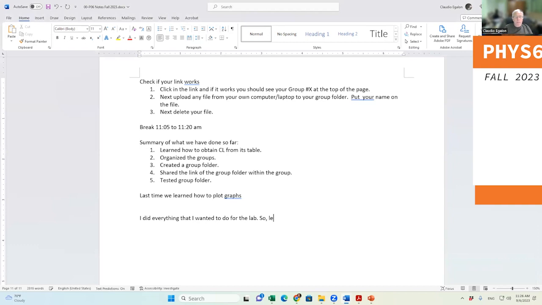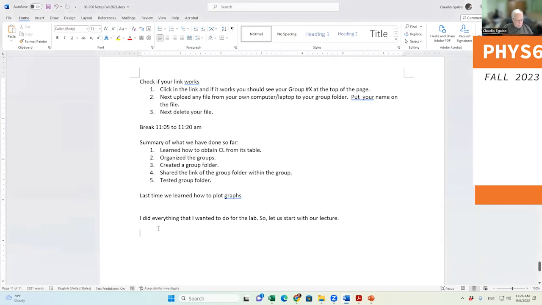So let us start with our lecture. What we're going to talk about is going to be one-dimensional motion. And before we talk about one-dimensional motion, let me remind you of the 3 core concepts of physics.